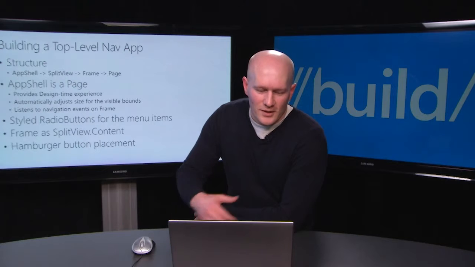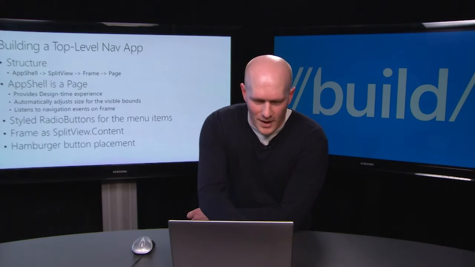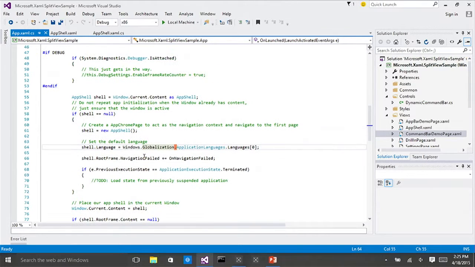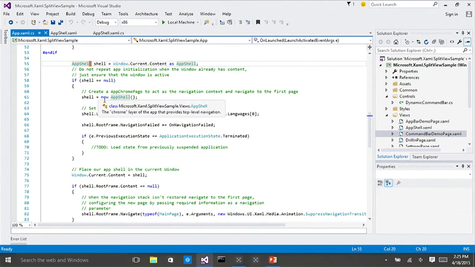Another thing to consider is where you put the hamburger button itself. You'll see what I've done in my app, so let me switch over and show you that now. Here we have the app, and you can see how I've set it up. I start off, and we have the app shell that is really taking the place of the frame.